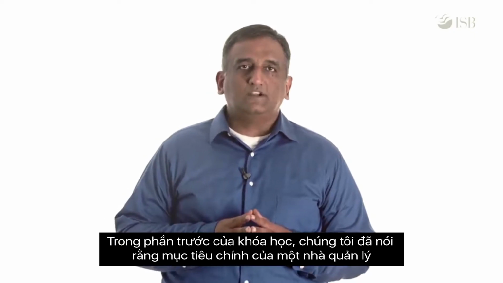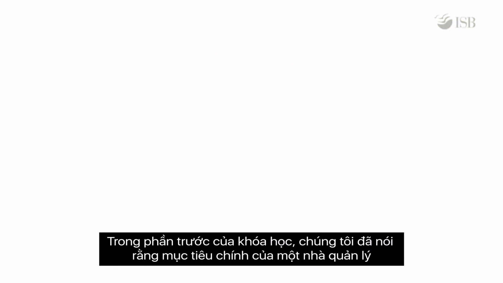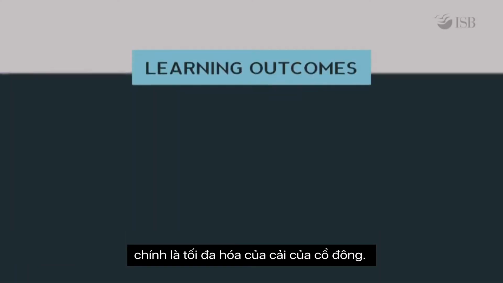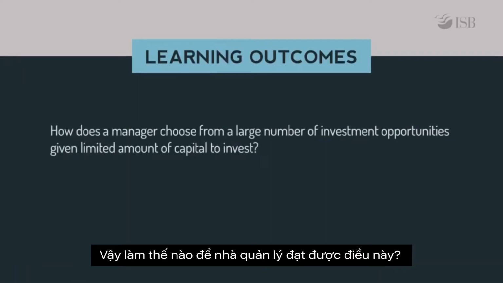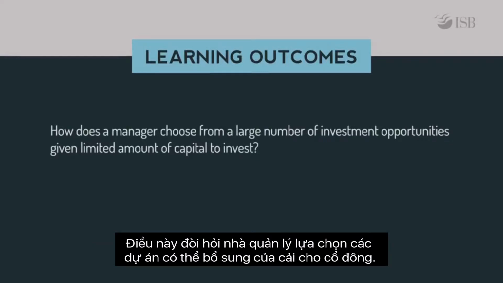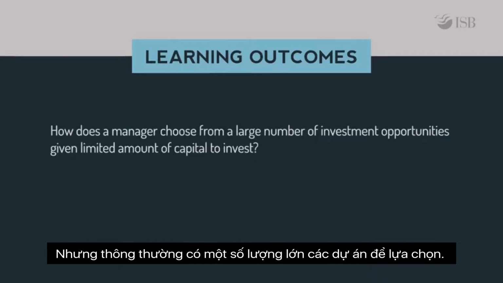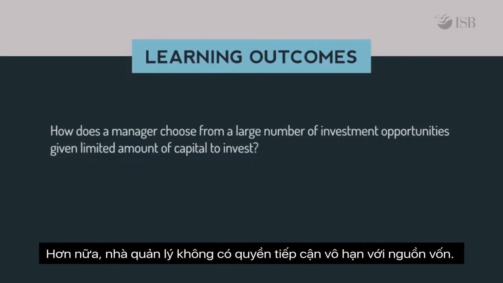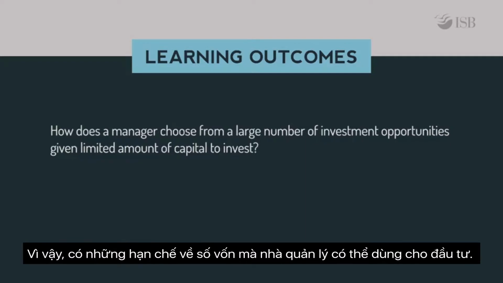Earlier in the course, we talked about the main objective of a manager being maximizing shareholder wealth. How does the manager go about achieving this? This requires a manager to select projects that add to shareholder wealth. But usually there are a large number of projects to choose from. Further, the manager does not have unlimited access to capital. So there are constraints on how much capital she has for investments.